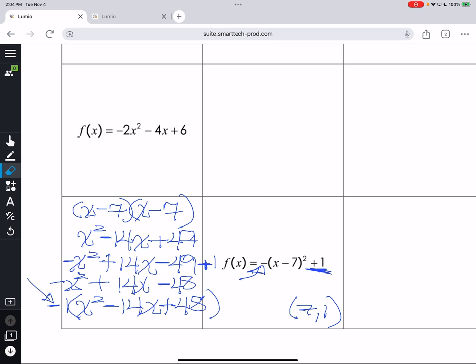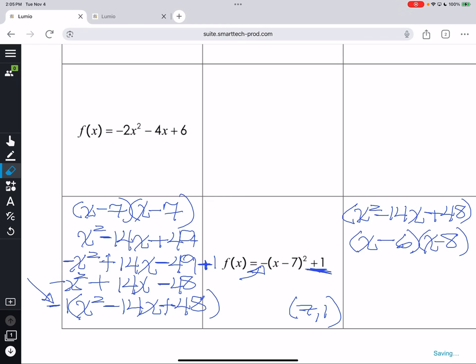Then we're going to run over here, and we're going to have our x squared minus 14x plus 48. And you're going to come up with the factors for that. 2 factors that equal 48, that when we add, we get 14. What would that be? 6 and 8. So x minus 6, x minus 8.